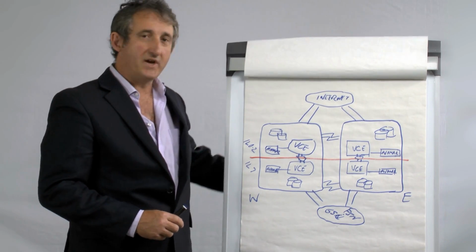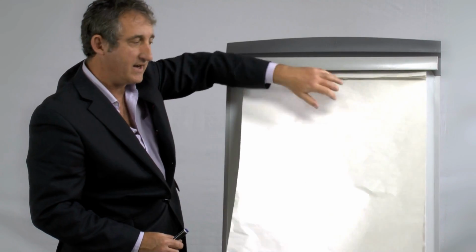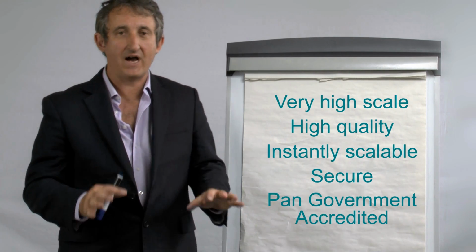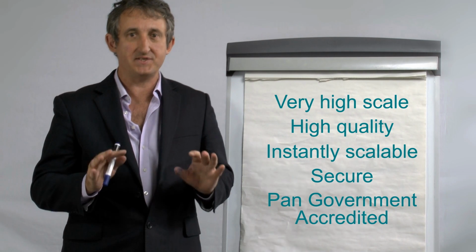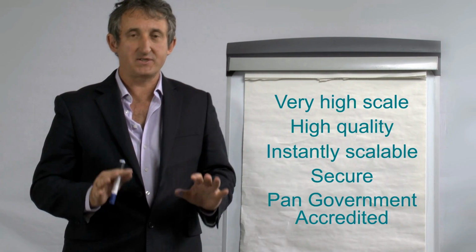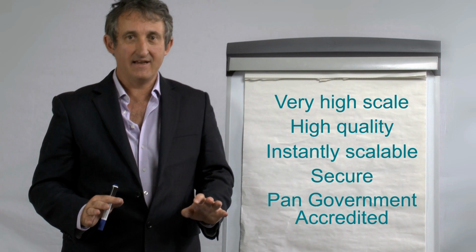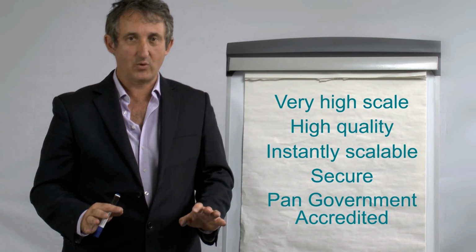So, in summary, what I hope to have shown you is that we've deployed a very high-scale, high-quality cloud platform across two data centres that allows workloads to be scaled instantly to deliver the availability required in a secure fashion, pan-government accredited. Most importantly, due to the scale, due to the quality, due to the inbuilt automation that achieves this, we're able to hit a cost point that traditional infrastructures cannot be deployed at.